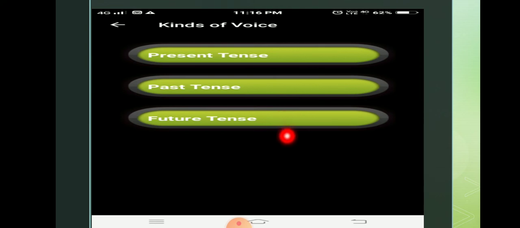At this juncture, you should keep in mind that only sentences in simple present, present continuous, present perfect, simple past, past continuous, past perfect, simple future, and future perfect can be converted from active to passive. And sentences in present perfect continuous, past perfect continuous, future perfect continuous, and future continuous cannot be transformed from active to passive. That you have to keep in mind.